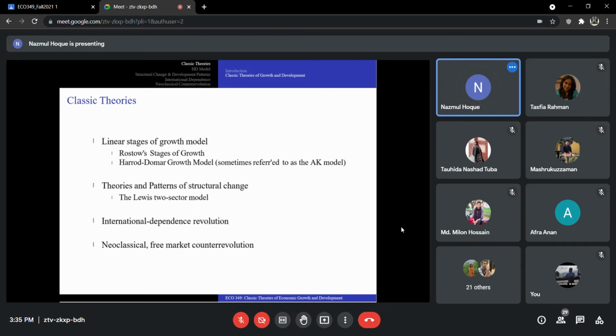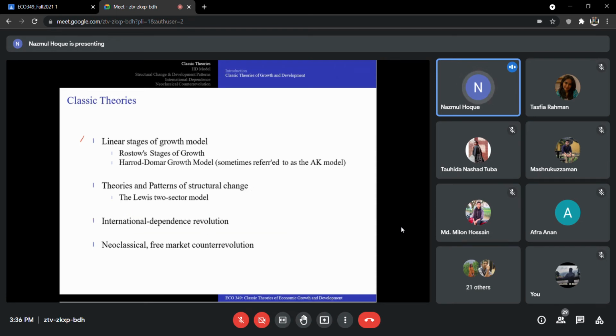Then after the international dependence revolution and the structural change, in the 80s and 90s, the neoclassical counter-revolution dominated the discussion. The international dependence revolution came back again in a modified version sometime after 2000. However, the main focus of all these, except for one, was capital accumulation leading to economic growth.